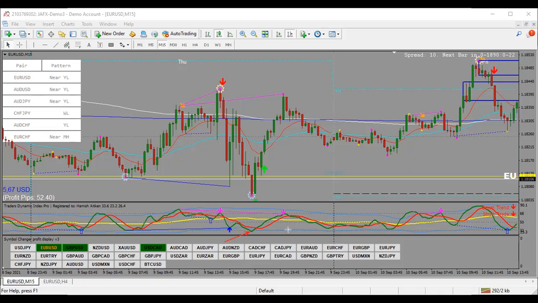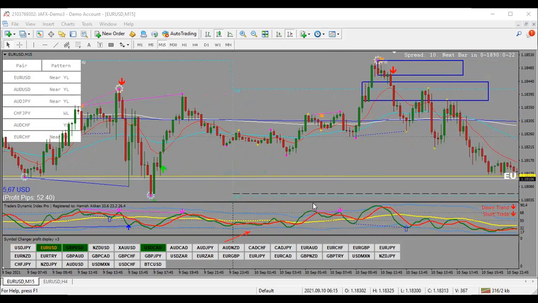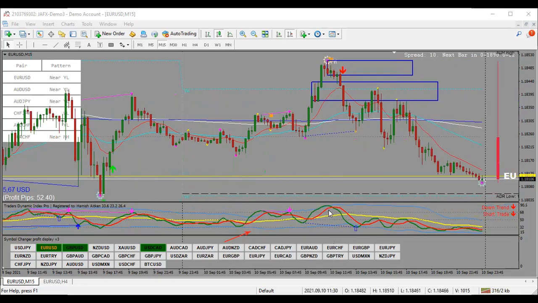So blood in the water is when the RSI crosses the signal line within the band. Look at this place now. This is blood in the water. So for this EUR/USD on Friday, it was a blood in the water setup. Did you see that?